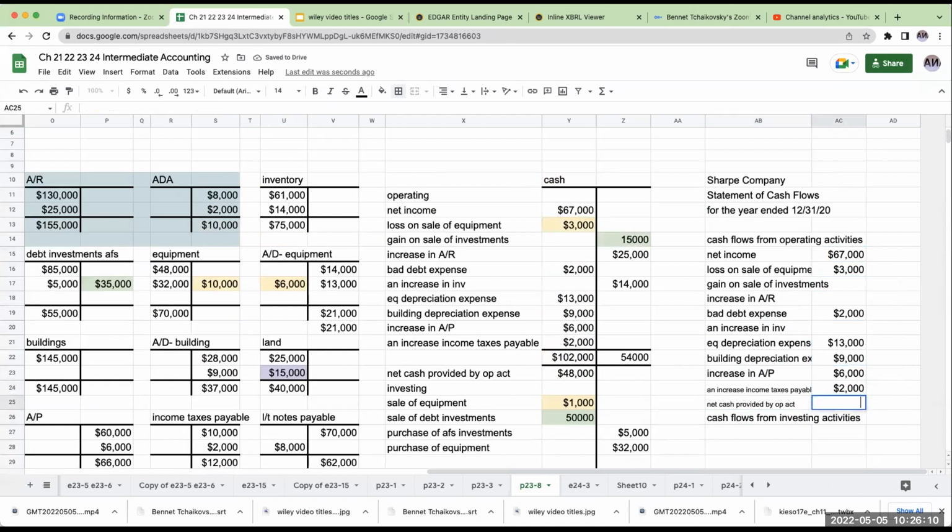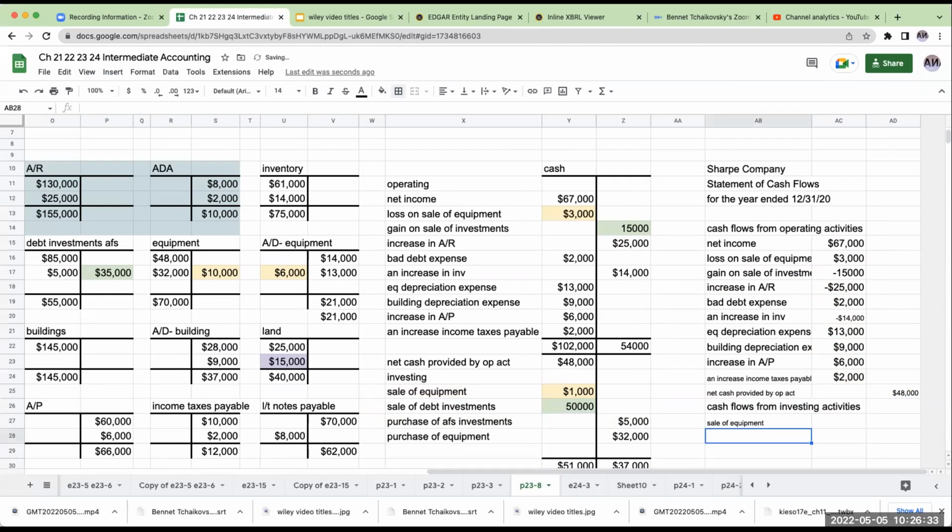Okay, this is not right. This is depreciation building. Okay. Increase in inventory. It's a credit, so it's going to show as a negative. Increase in AR, gain on sale of investments. So right over here, I would say I've got a total of 48,000.